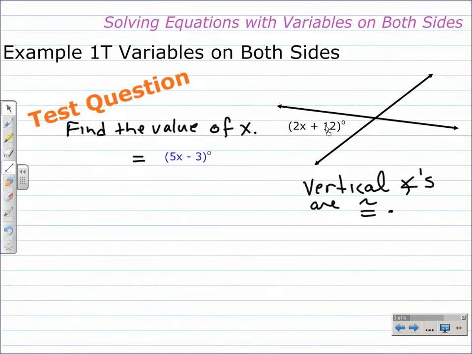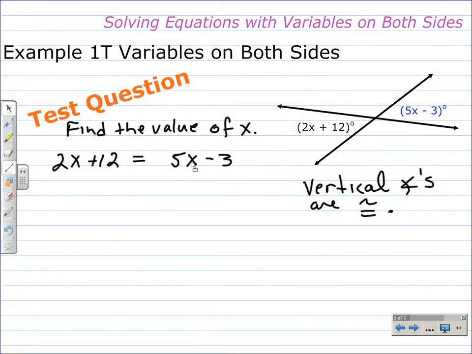Remember, this 2x plus 12 was here, and this 5x minus 3 was here. So that gives us our equation since they're equal. 2x plus 12 is equal to 5x minus 3. And from this point, we need to solve an equation with variables on both sides.